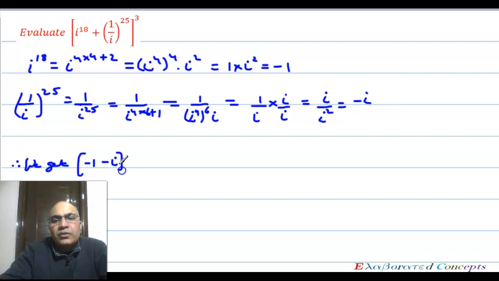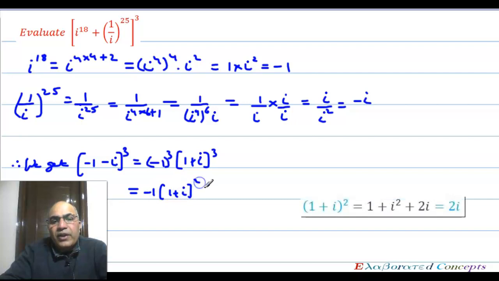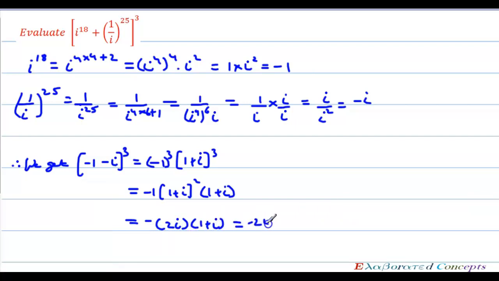minus iota whole cube, which is equal to minus 1 cube into 1 plus iota whole cube, which is equal to minus 1 into 1 plus iota whole square into 1 plus iota, which is equal to minus 2 iota into 1 plus iota, equals minus 2 iota plus 2.